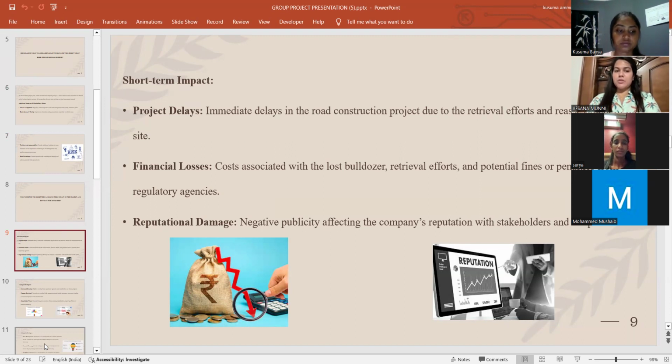Also, financial losses: costs associated with the lost bulldozer, retrieval efforts, and also potential fines or penalties from regulatory agencies. When it comes to reputational damage, negative publicity affecting the company's reputation with stakeholders and the public.